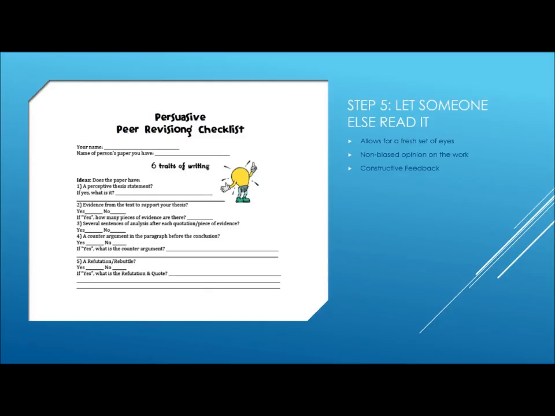Step 5 is to let someone else read it. Having a fresh set of eyes may be the key to finding errors you've yet to find. Try to get feedback on specific things, not just how good or bad the paper was. You're really looking for constructive criticism here.